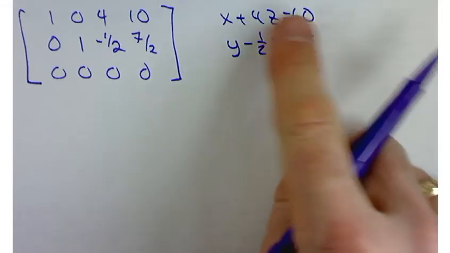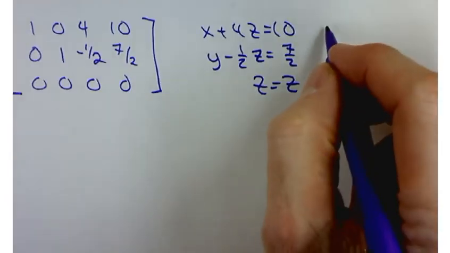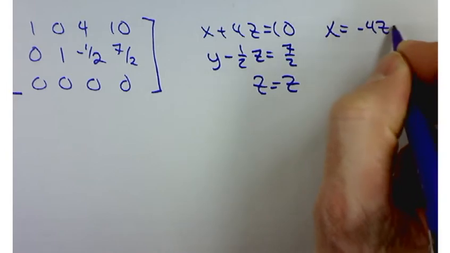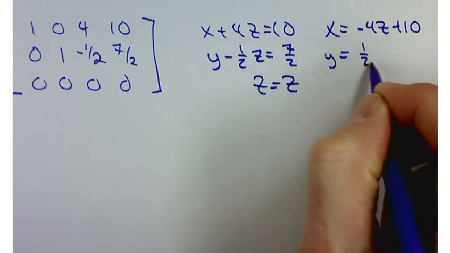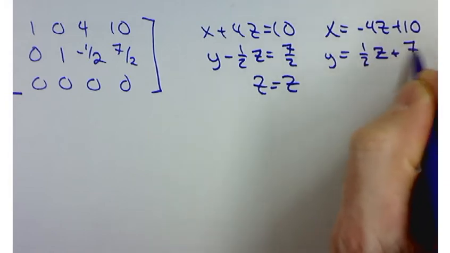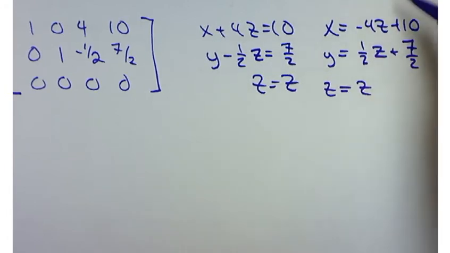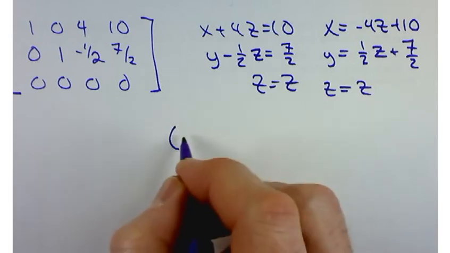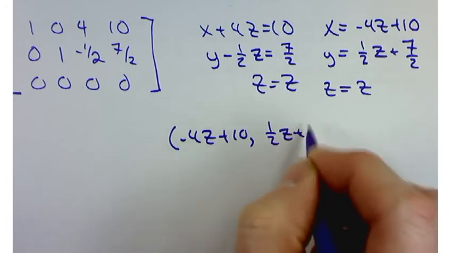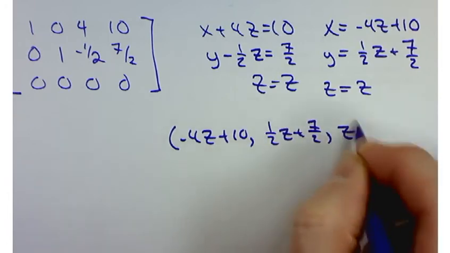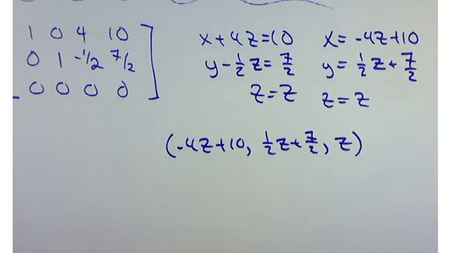Then everything here can be written in terms of z. If I move the 4z to the other side, I get x equals negative 4z plus 10. y equals 1/2 z plus 7/2. And finally, z equals z. Everything is defined in terms of z: negative 4z plus 10, 1/2 z plus 7/2, and z. So once you pick a value for z, you get your values for x and y.